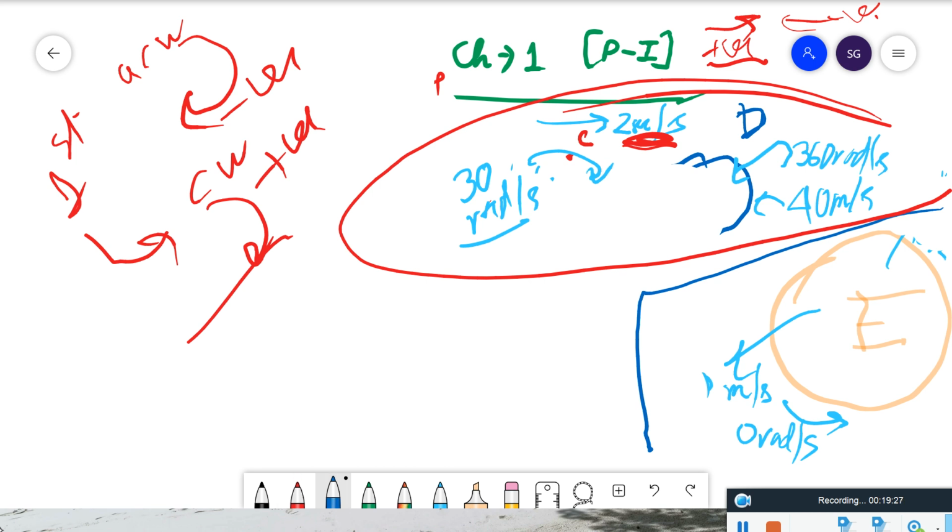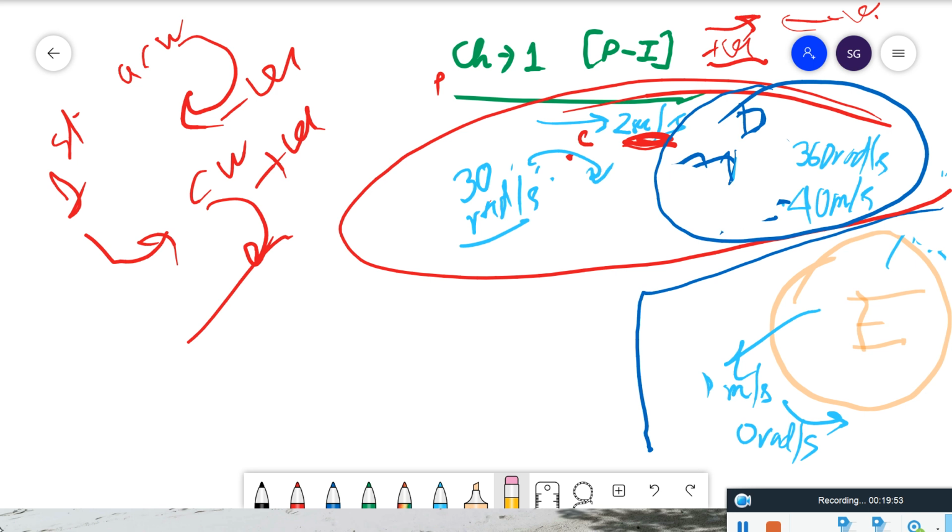Now I assume this as a frame of reference. I have considered D as the frame of reference, and here it is saying that it is moving in the theta direction, anti-clockwise, isn't it? 360 radians per second, and this is the linear velocity moving towards left, 40 meter per second. What we have to do is just flip the signs. This I am just doing for simplification. This was anti-clockwise, so I will put minus. And this was also towards left, so I will put minus.